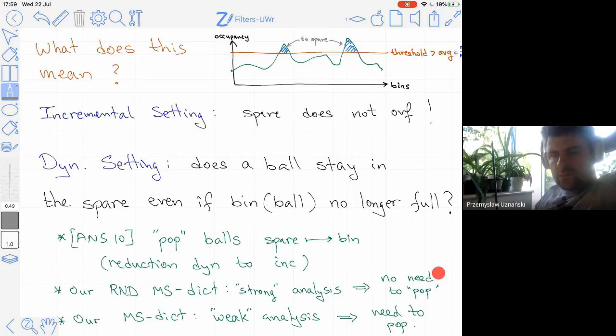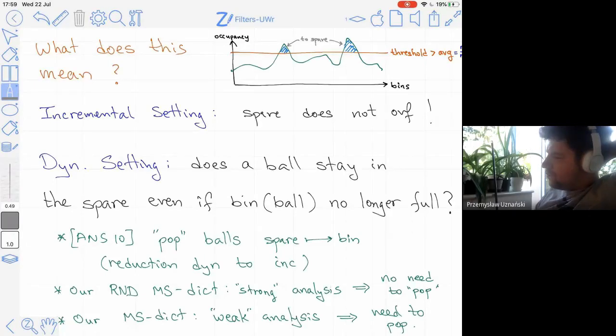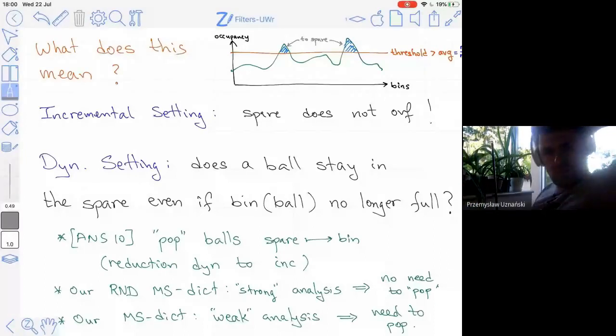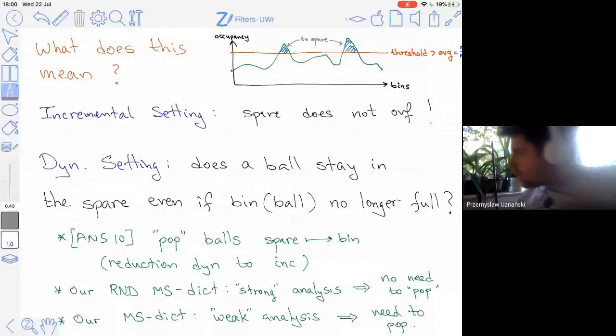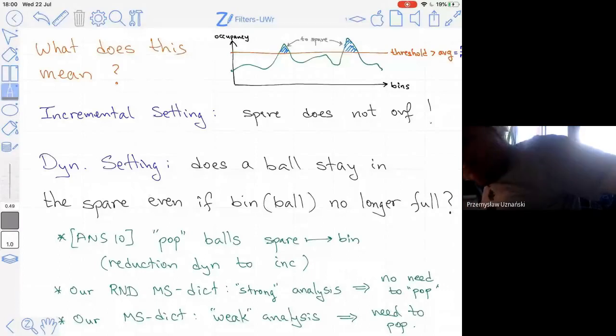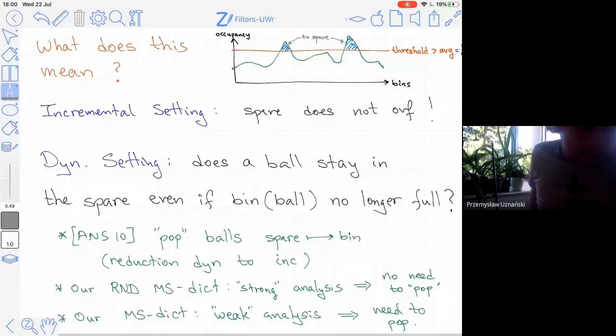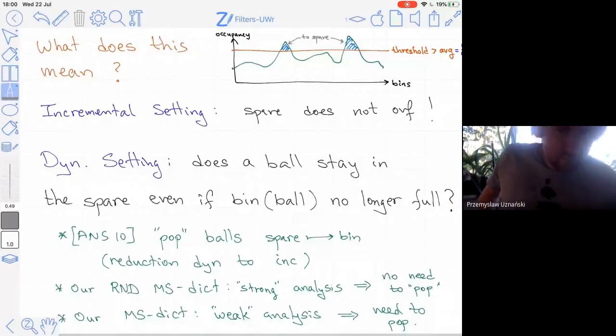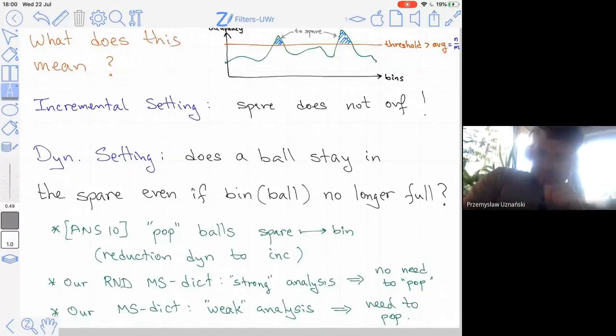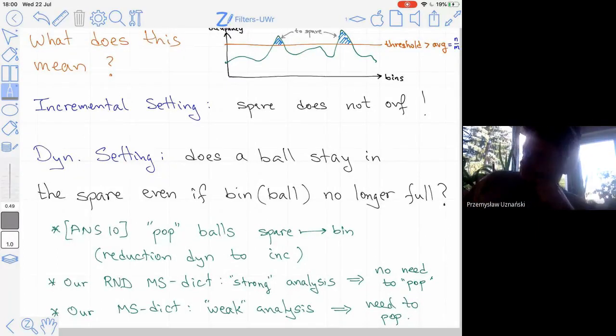pop. Okay, so we show that over a polynomial sequence of insertions and deletions, spare will never overflow. It will always stay below n over log cube n, and you don't need to do any pops. And in our arbitrary multi-set dictionary, our analysis is not as strong, and therefore we need to perform pops in order to get the reduction from the dynamic case to the incremental case.